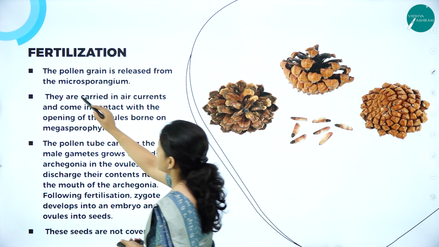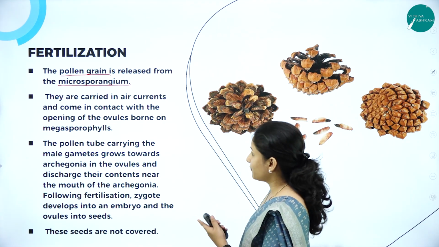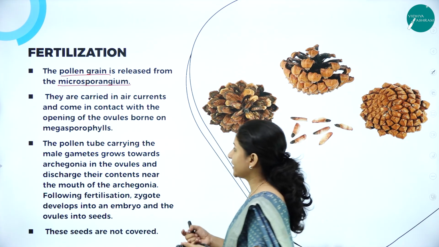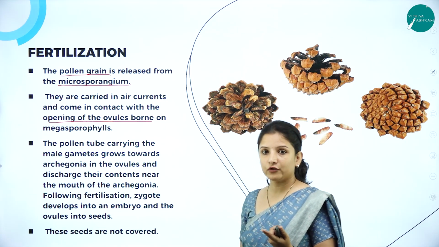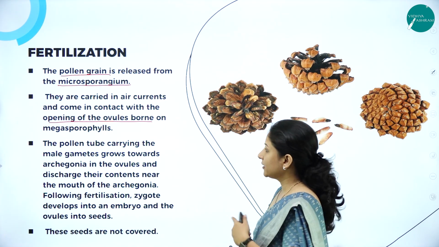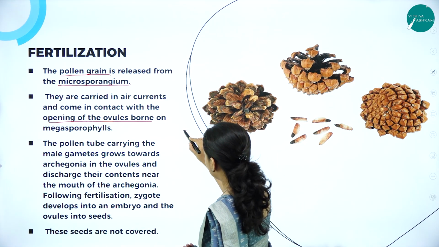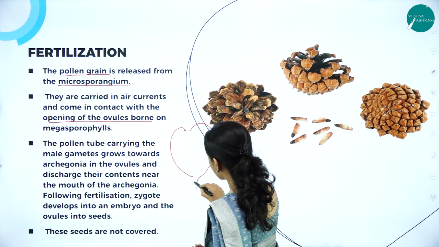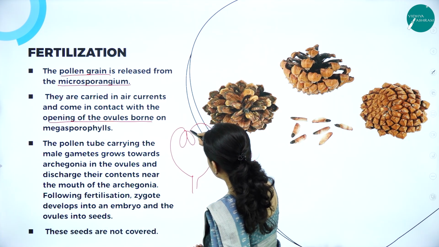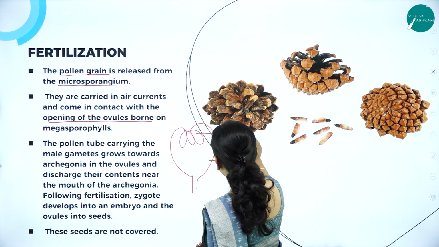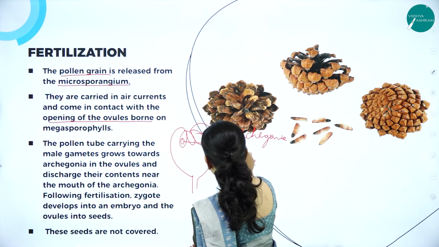Now, here the pollen grain, which was produced by the microsporangium, that is the male gametophyte, will be released. These pollen grains will be carried by the air currents and they will come near the opening of the ovules. Where are the ovules present? In the megasporophyll, right? So they will come to the mouth of the ovule. The ovule will somewhat look like this in the megasporophyll, okay? This is the ovule. In the ovule, the archegonia is there. In the archegonia, the egg will be produced.